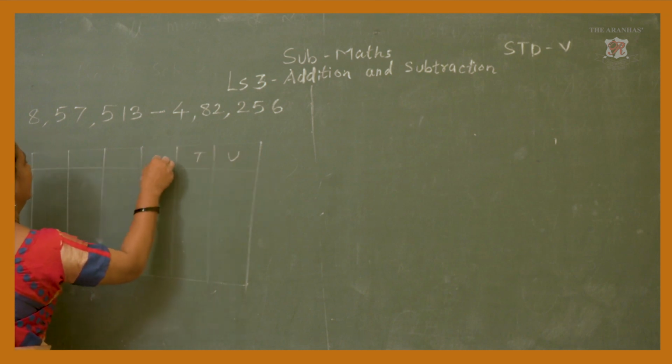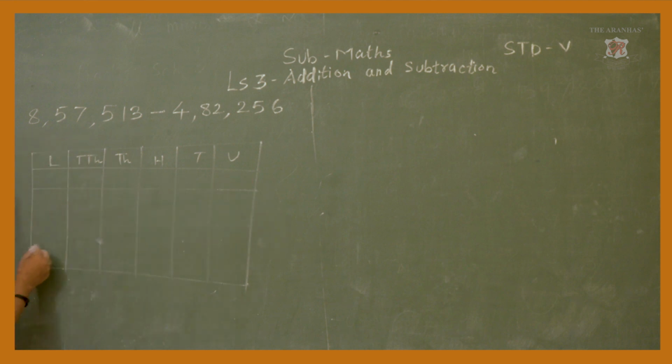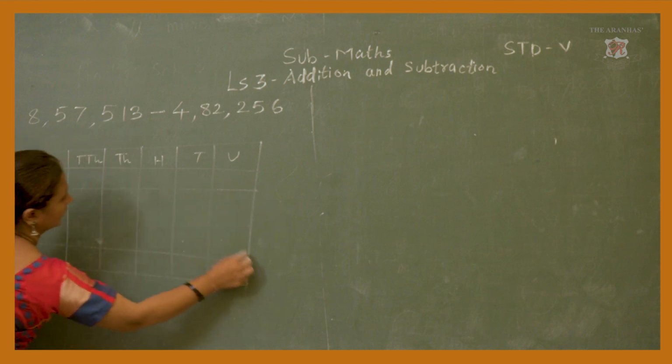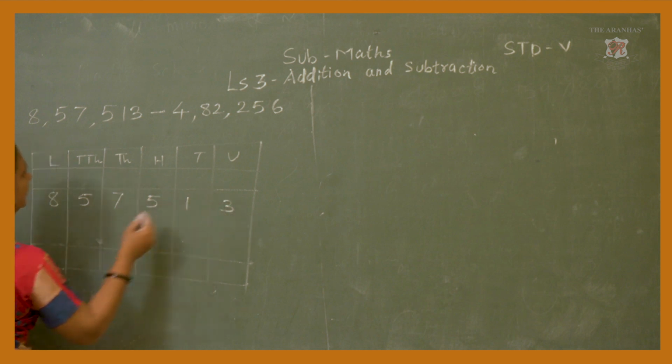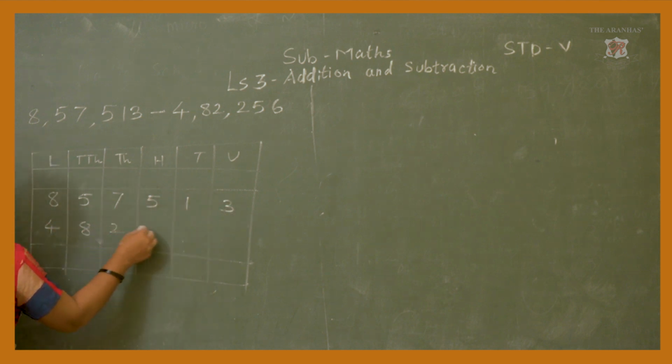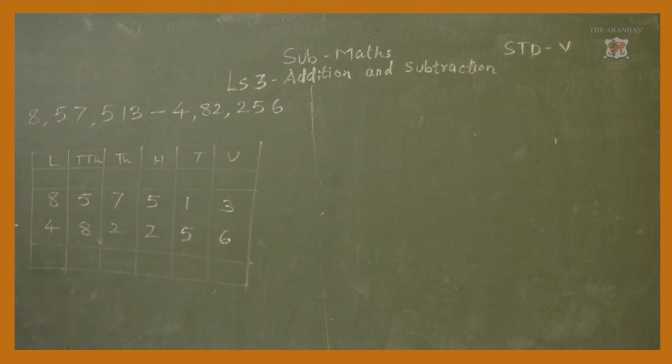You need unit, 10, 100, 1000, 10,000, lakh. This is for the number, borrowing the carries, borrow the numbers. Okay. Now, 8,57,513, 4,82,256. Okay. Then start to subtract. This place you have to keep empty to borrow the numbers from the next place value.